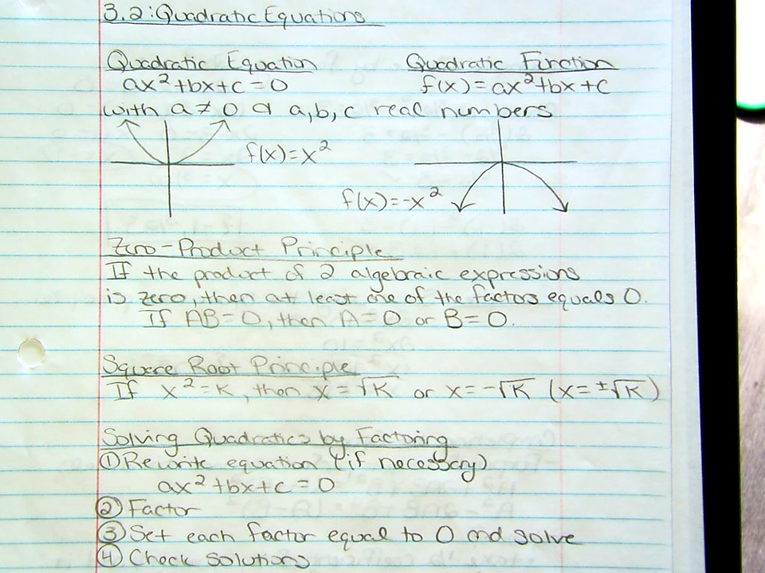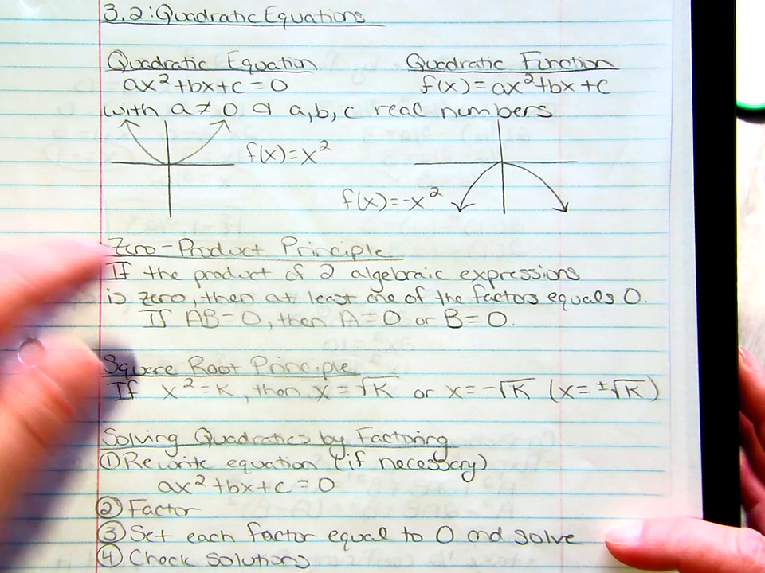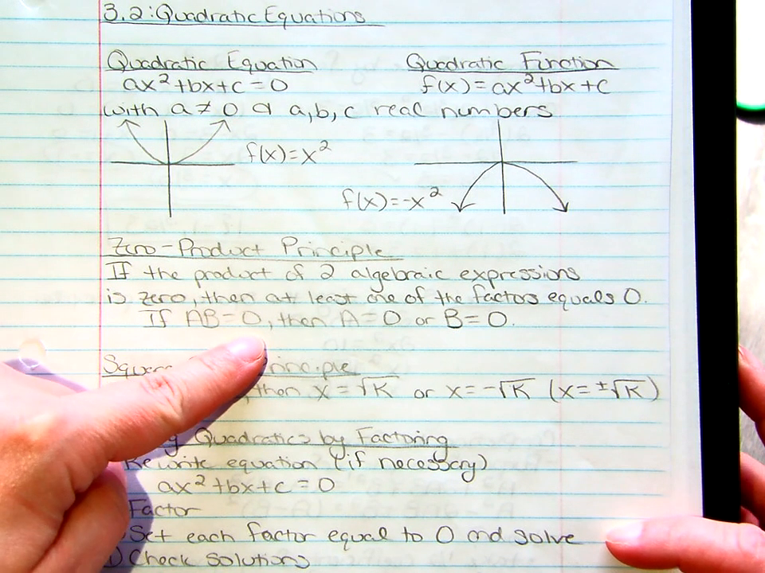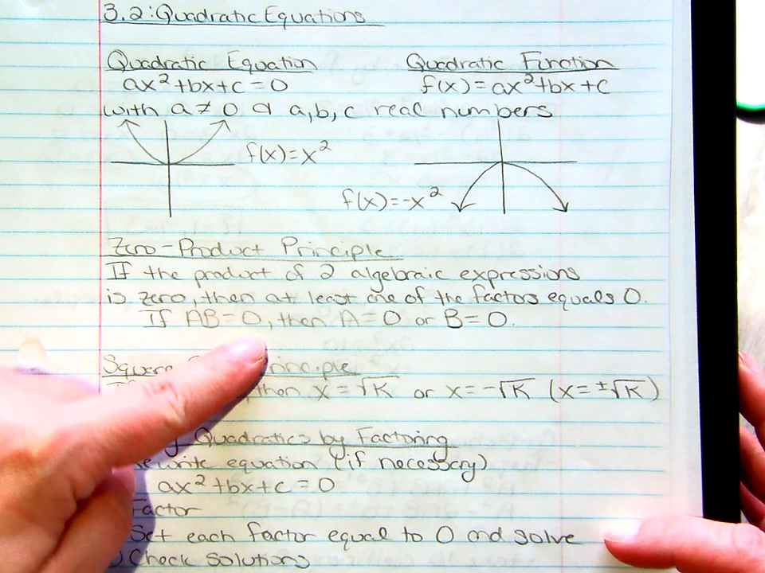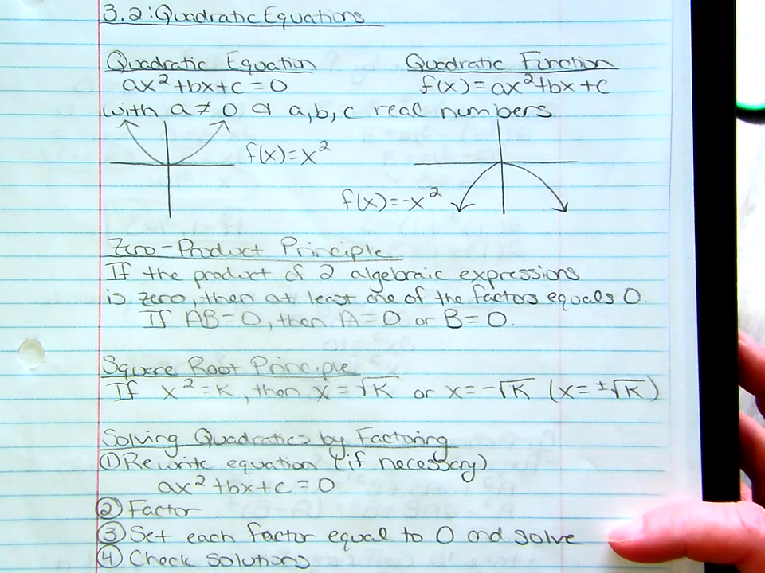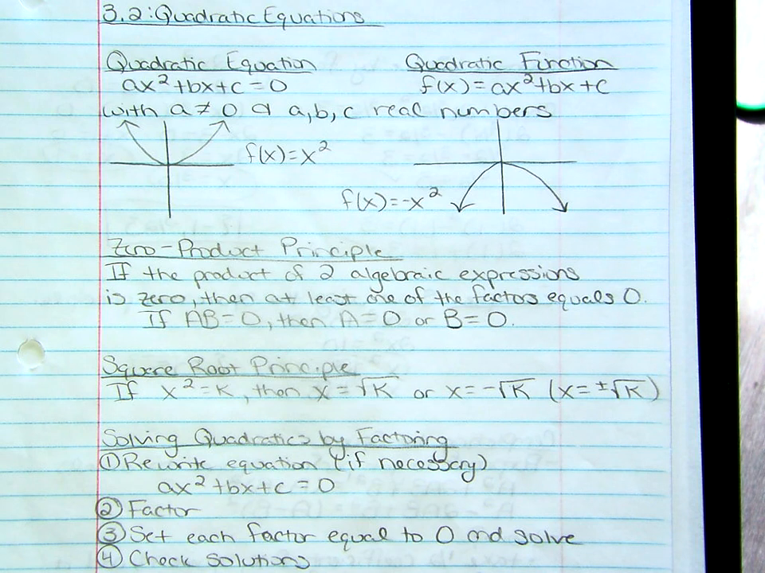Step 2 is to factor. Step 3 is to set each of your factors equal to 0 and solve. This step we are able to do because of our zero product principle. Because when we factor, we're going to have something times something equals 0. And so using our zero product principle, we can set each of our factors equal to 0 and then solve those individual equations. Your last step, just like on any equation, should be to check your solutions.